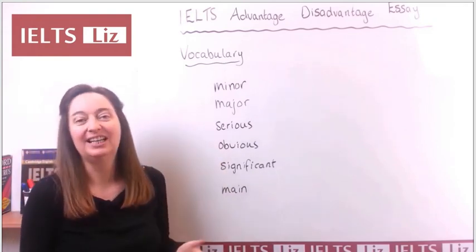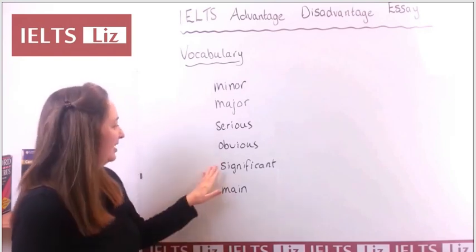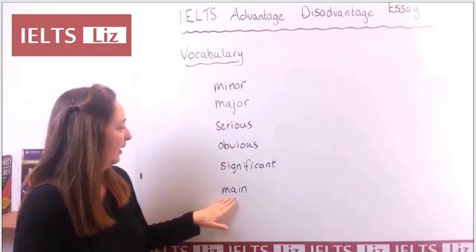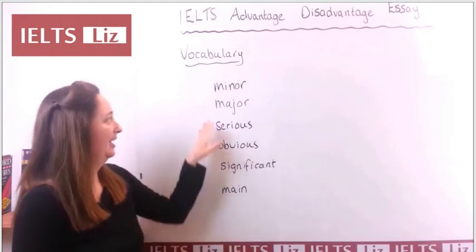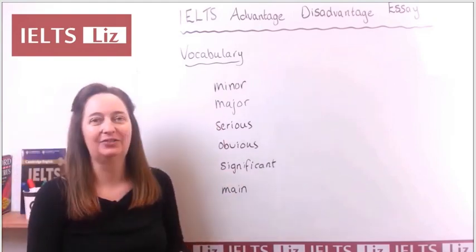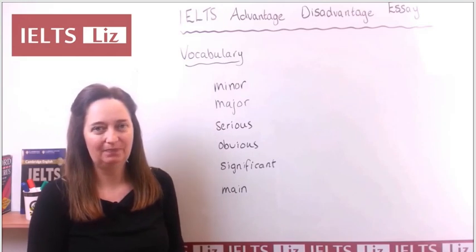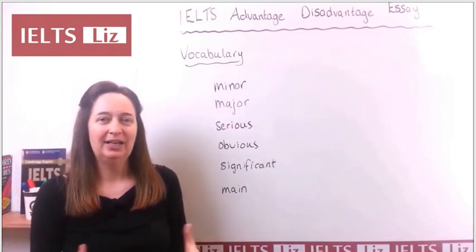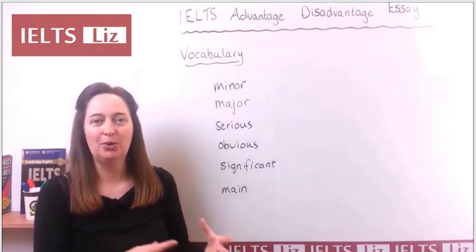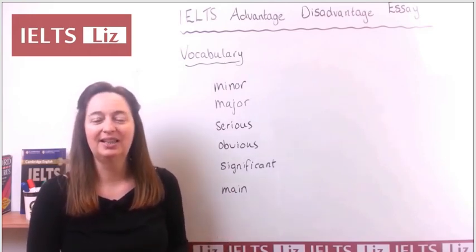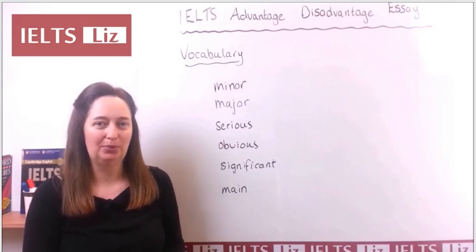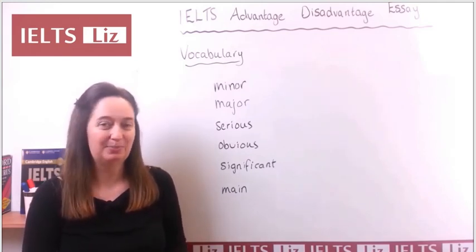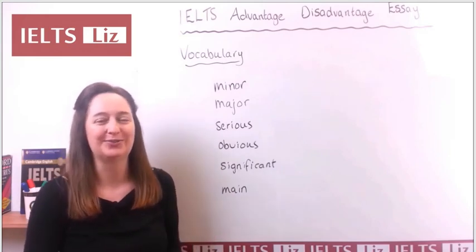Obvious means it's very clear and evident. Significant is another synonym for major. And the main, again, that's another synonym, the main advantage or the main disadvantage. So you can also use these words in your essay as well. Now you've probably noticed that we haven't used pros and cons, and that's because they are informal and not appropriate for essay writing. But you can use them in your IELTS speaking test, the pros and cons of something.